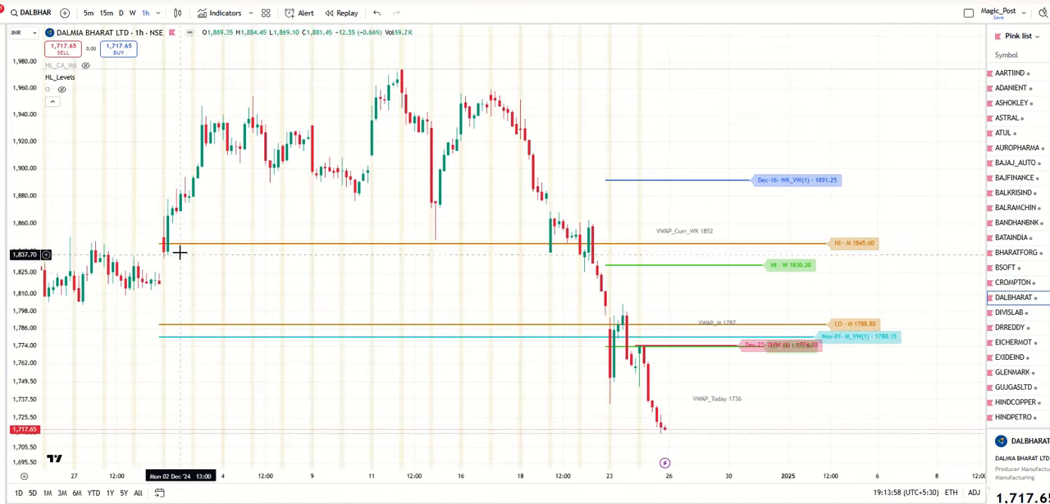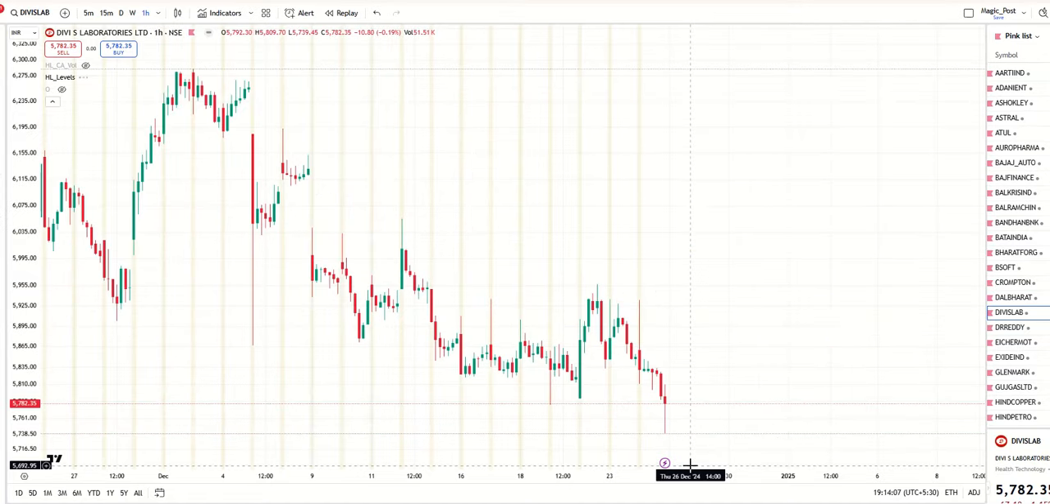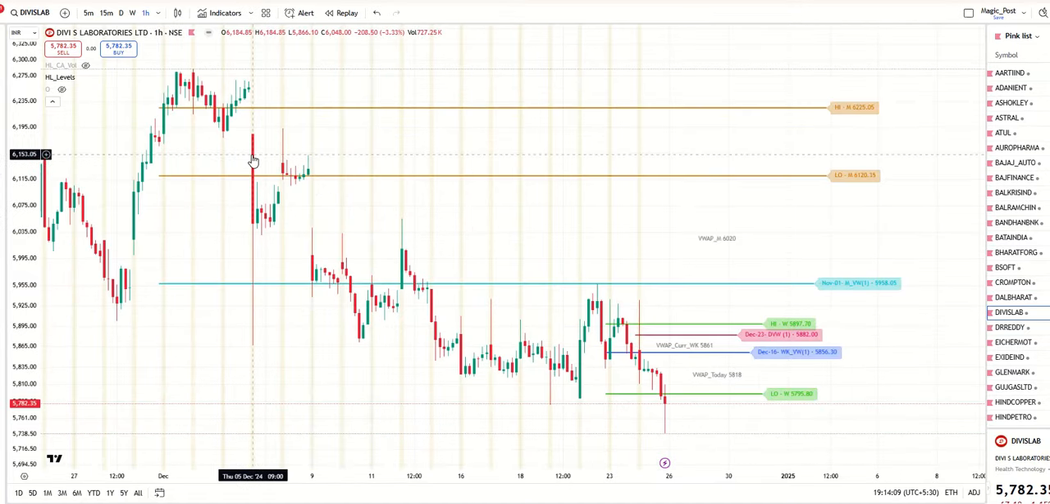Okay, so now I don't need to tell you about this chart. It's clear. It tries to go up. There is a good opportunity when you see an upside all the way here, and then when the breakdown happened, unstoppable, right? So Divi's Lab, easy story, okay?